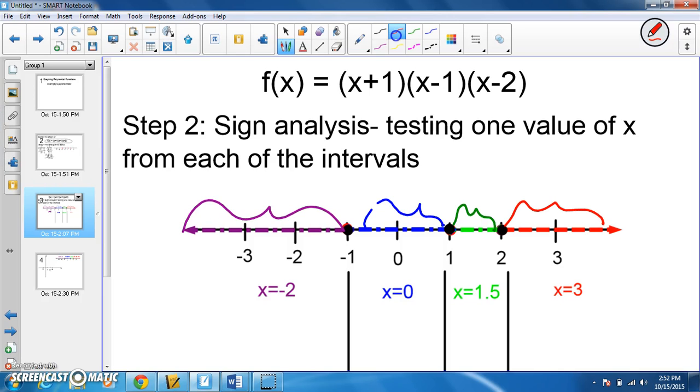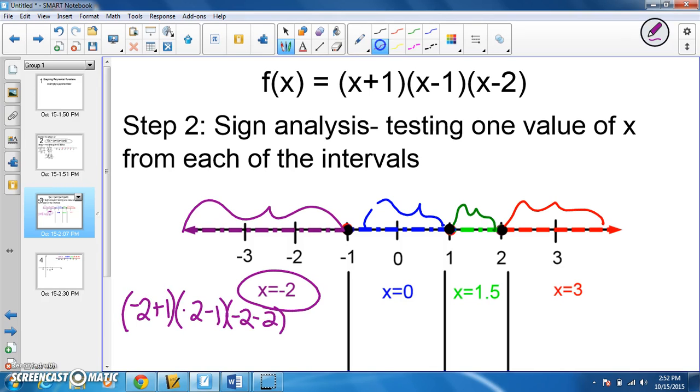So our first interval is from -infinity to -1. Our zeros do not count as test points, so we need to pick a test point inside of that interval. I picked -2 because it's easiest. We're going to take -2 and plug it into our original equation. So, -2 plus 1 times -2 minus 1 times -2 minus 2.